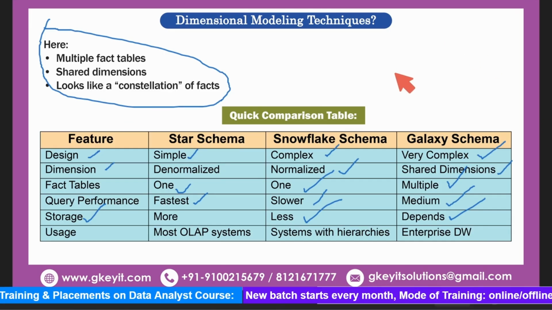I think you got some idea about the different schemas available in dimension modeling, that is star schema, Snowflake schema, and galaxy schema.